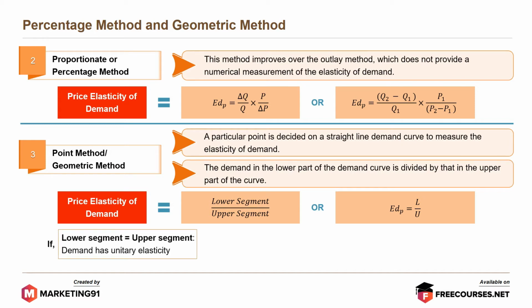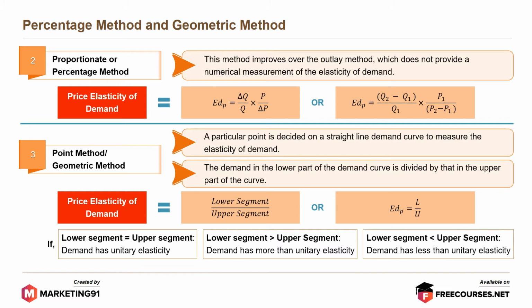If the lower segment is equal to upper segment, demand has unitary elasticity. If the lower segment is greater than the upper segment, demand has more than unitary elasticity. And finally, lower segment less than upper segment, demand has less than unitary elasticity.